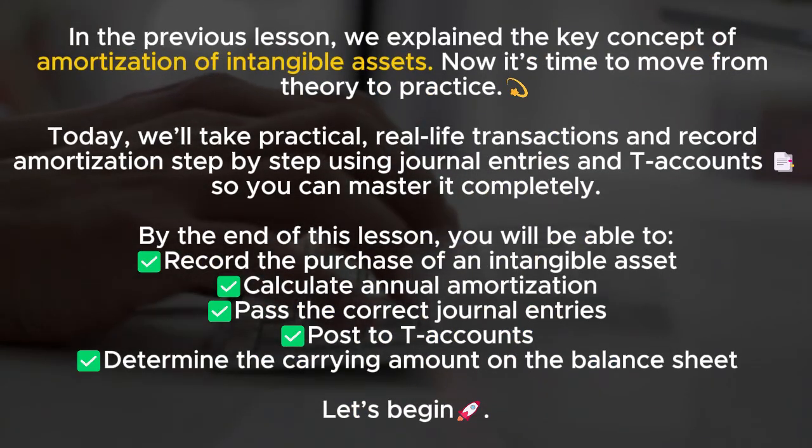In the previous lesson, we explained the key concept of amortization of intangible assets. Now it's time to move from theory to practice. Today we'll take practical, real-life transactions and record amortization step by step using journal entries and T-accounts so you can master it completely. By the end of this lesson, you will be able to record the purchase of an intangible asset, calculate annual amortization, pass the correct journal entries, post to T-accounts, and determine the carrying amount on the balance sheet.